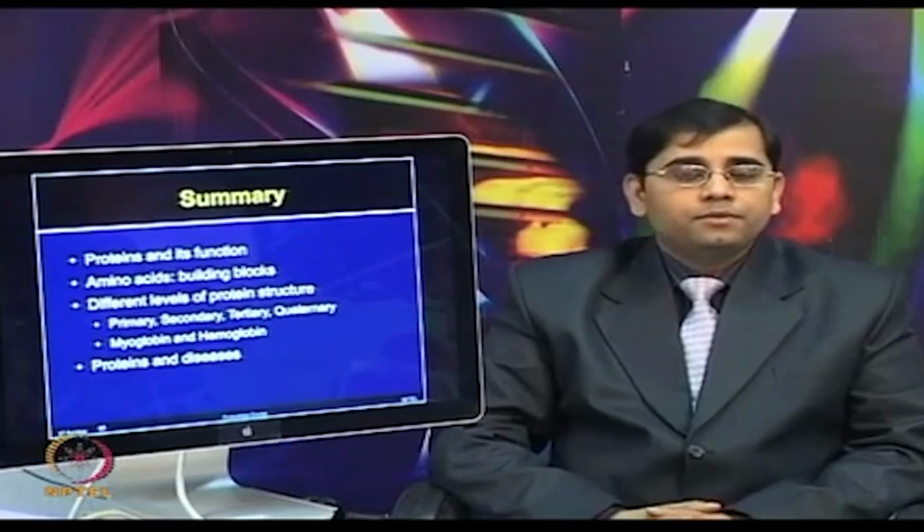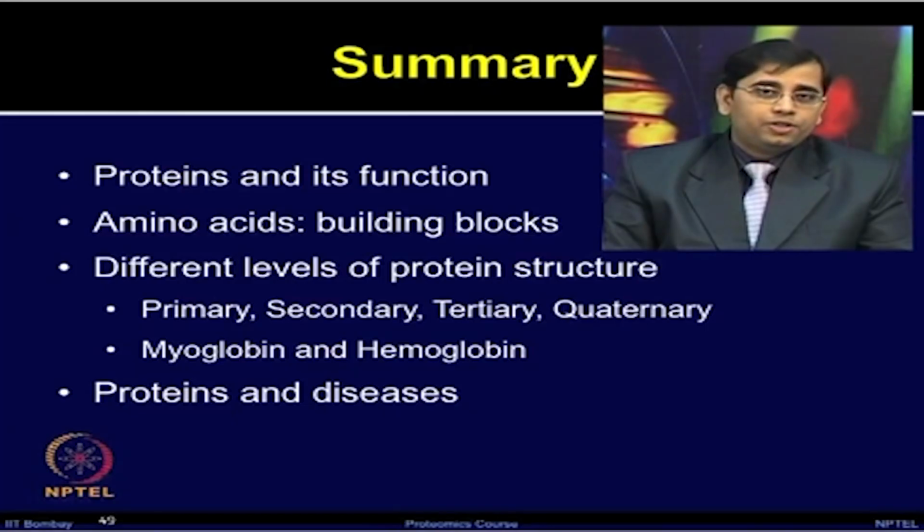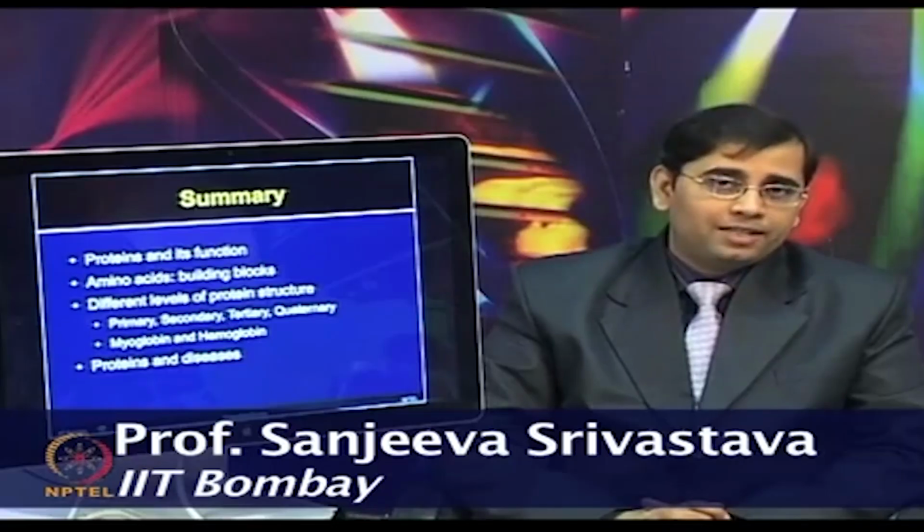So, in summary, today we talked about proteins and their function. We refreshed our concepts on amino acids, which are the building blocks. We talked about different levels of protein structure: primary, secondary, tertiary and quaternary. We discussed in a little more detail myoglobin and hemoglobin, the model proteins, and then briefly touched upon the significance of studying proteins and how their malfunction may result in various diseases. We will continue our discussion on some basic concepts of proteins in the next class.